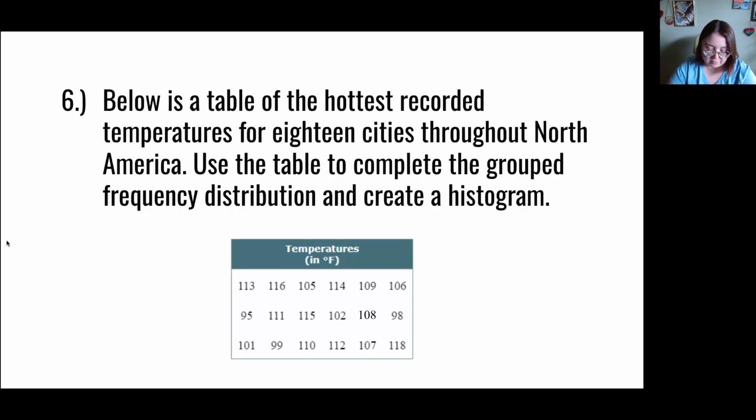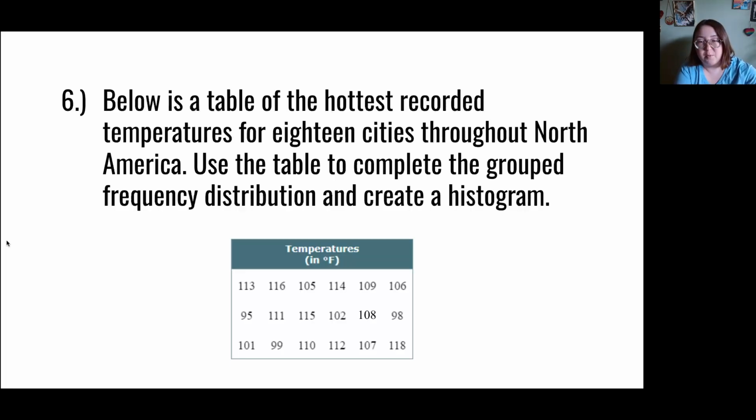All right, so for number 6 here, we have below is the table for the hottest recorded temperatures for 18 cities throughout North America. We're going to use the table to complete the grouped frequency distribution, and we're going to create a histogram. So we have our table here. We have our temperatures: 113, 116, 105, 114, 109, 106, 95, 111, 115, 102, 108, 98, 101, 99, 110, 112, 117, and 118 finally at the end there.